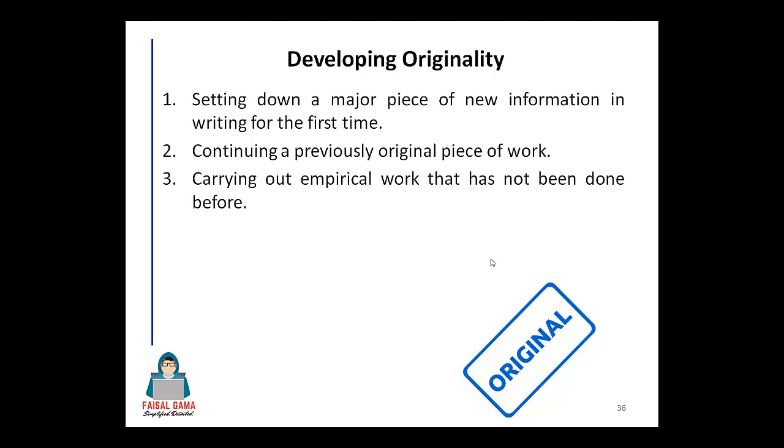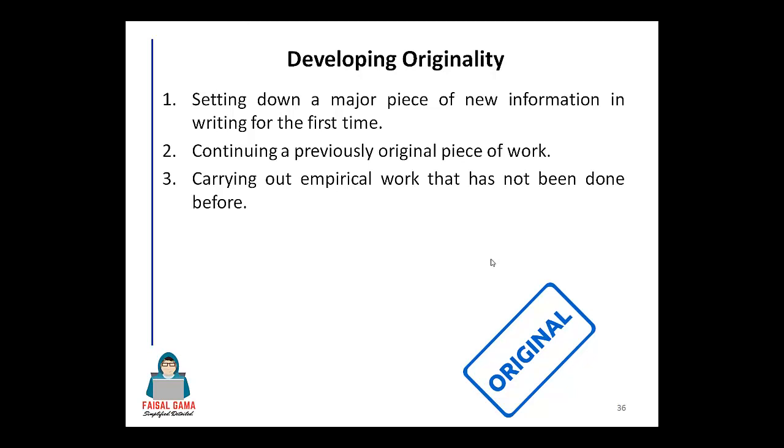Then also looking at areas that people in the discipline have not looked at before. So when we are doing a literature review, we realize that there are some areas that other researchers have not looked into, and then we decide to look at that particular area, then that is also originality. Then adding knowledge, this is very related to the first point, adding knowledge in a way that has not been done before. So setting down any piece of information, writing for the first time, that is originality.